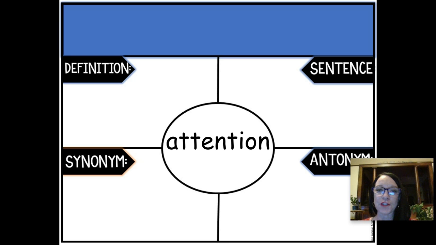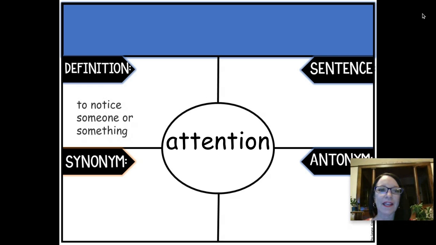Our first word is attention. And the definition of attention, pay attention because you need this, is to notice someone or something. To notice someone or something.